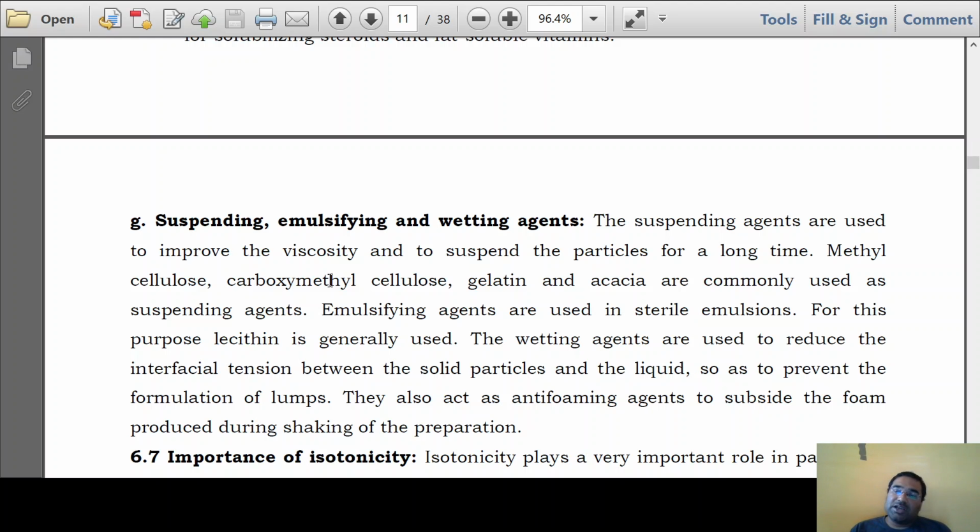The wetting agents are used to reduce the interfacial tension between the solid particles and the liquid so as to prevent the formation of lumps. They also act as anti-foaming agent to subside the foam produced during shaking of the preparation. So wetting agents will be used basically for wetting of the powder so that the powder completely mixes with your vehicle. Also it prevents the foam formation.